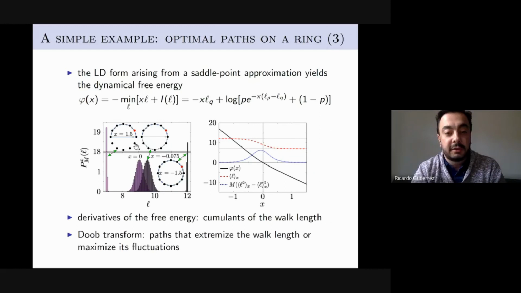The idea is very simple, and with the Doob transform, we find the paths that extremize the walk length or maximize fluctuations. Of course, in this case, there's no need to do that. We know how to do that only by looking at the graph, because it's extremely simple. When it gets much more complicated, this idea can unveil information that is not obvious at all just from looking at the graph.